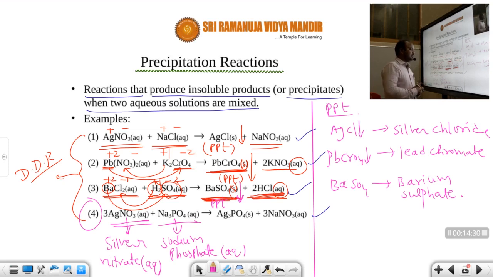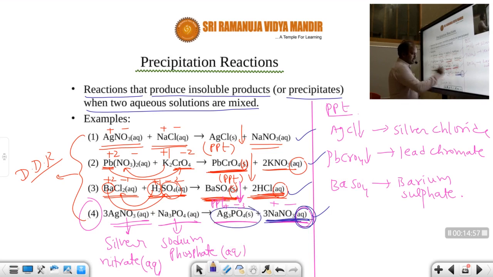Then what will happen here? The reaction will take place to form what? Silver phosphate will be formed and sodium nitrate will be formed. This is also salt, Ag+ PO4 3-, Na+ NO3-. So here what will happen? Sodium nitrate is aqueous. That means this can be dissolved in water. This is a salt solution, aqueous salt solution.